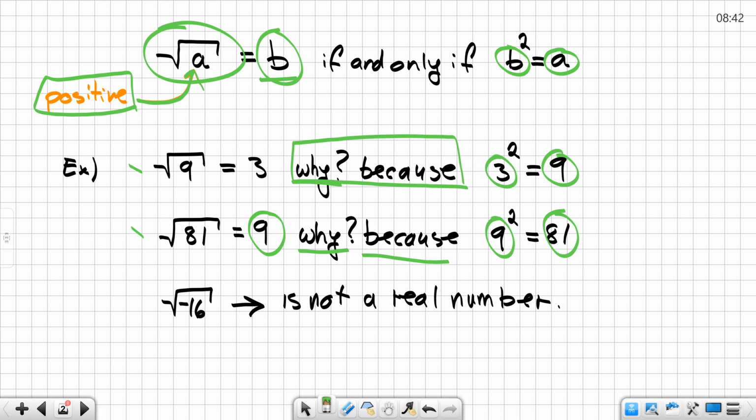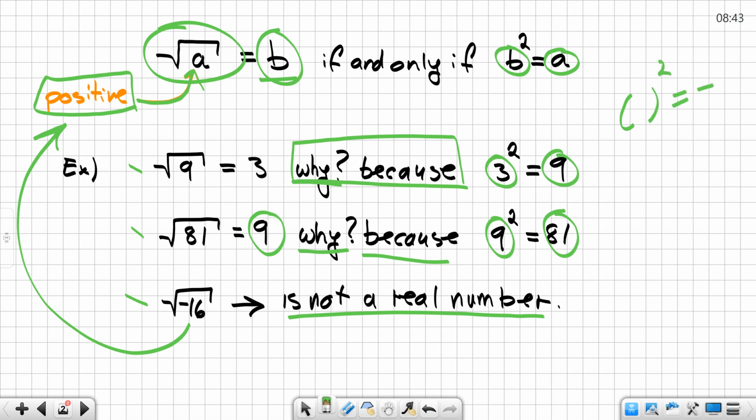The square root of negative 16, oh, hold on, you cannot do this. This is not a real number. First of all, because the radicand is not positive. Second of all, you cannot find a number that you multiply by itself to get negative 16. If you try 4, then you get positive 16, and if you try negative 4, then you will still get a positive 16. So whenever there is a negative number underneath the square root, that will not be a real number.